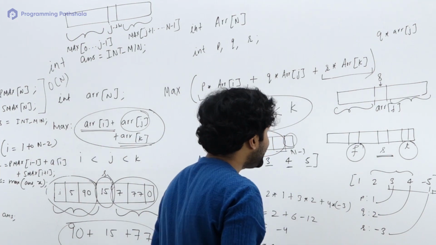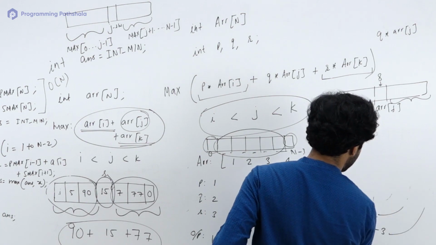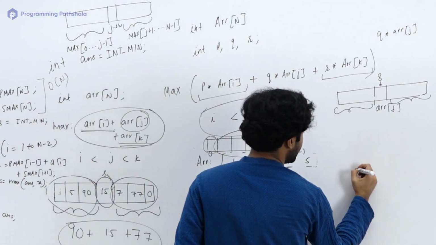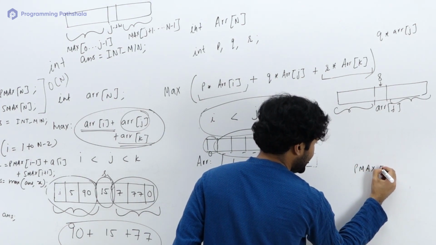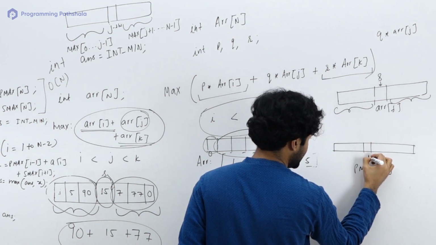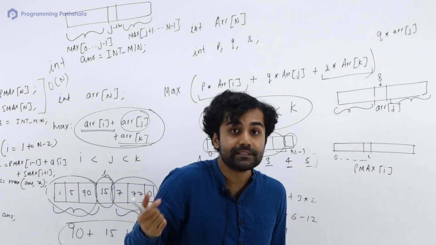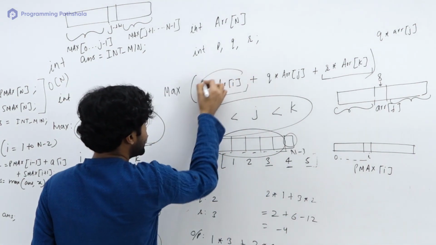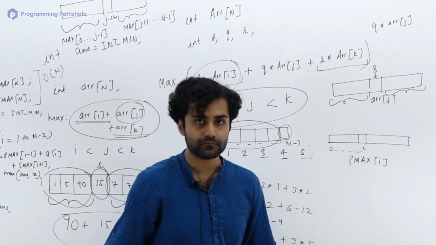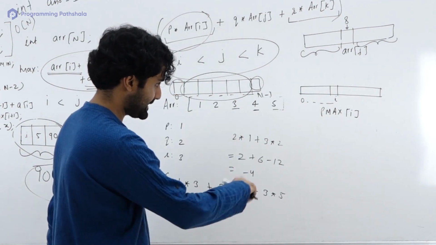Okay, so I'll just slightly change the definition of my prefix max and suffix max. Let's say this is my array and this is my index I. Now my prefix max ending at index I will tell me the maximum value of this expression, where the index is something between 0 till here. That is how my prefix max I is being defined.